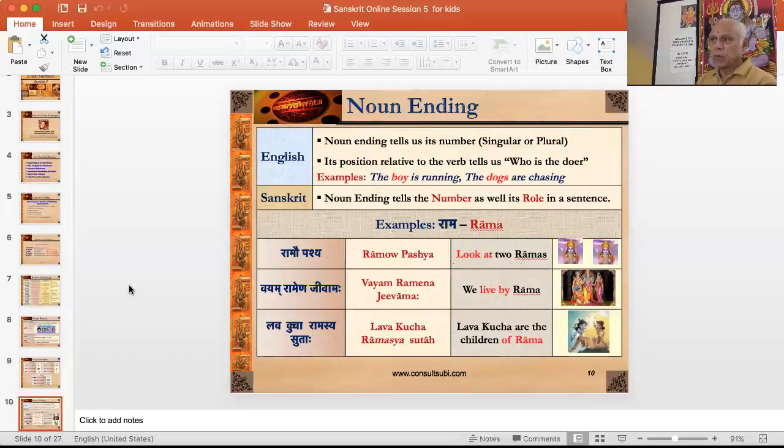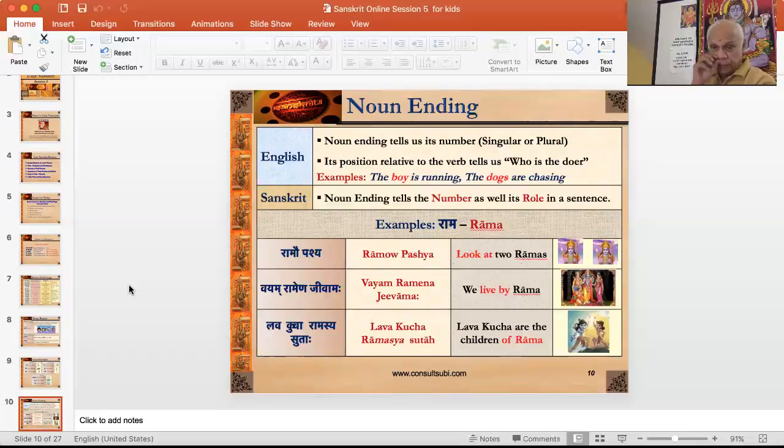More examples. Noun ending tells us its number, whether it is singular or plural. Like you say Rama, Ramas. You say phone, phones. Singular or plural. Fruit, fruits. Tree, trees. Likewise, noun ending tells you the number. Now its position related to the verb tells us who is the doer. For example, if you say the boy is running, the dogs are chasing. Who is running? The boy. So the boy is the noun. The dogs are chasing. Who's chasing? The dogs. So dogs become the noun. So in Sanskrit, the noun ending tells the number as well as its role in the sentence.